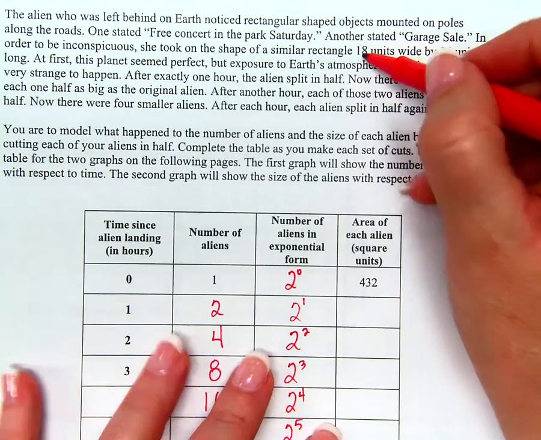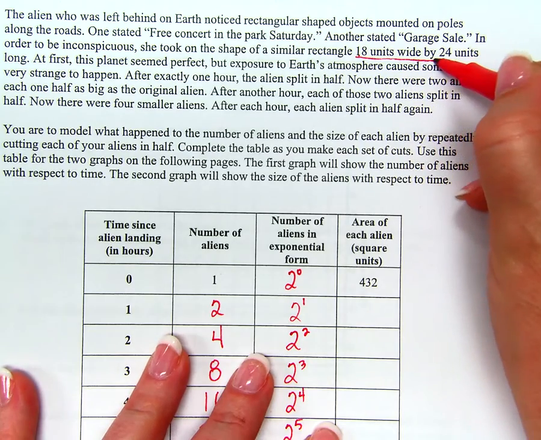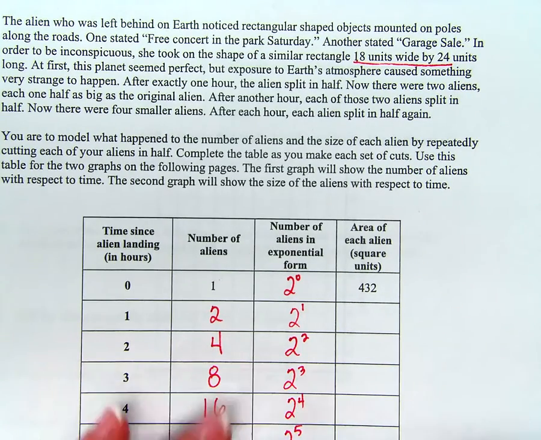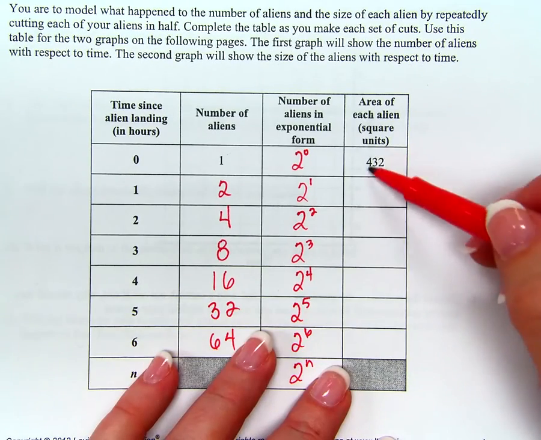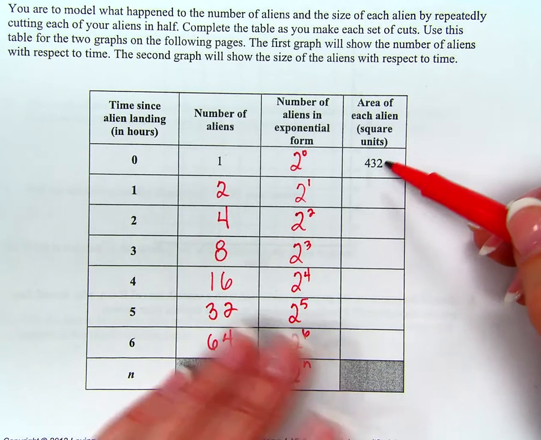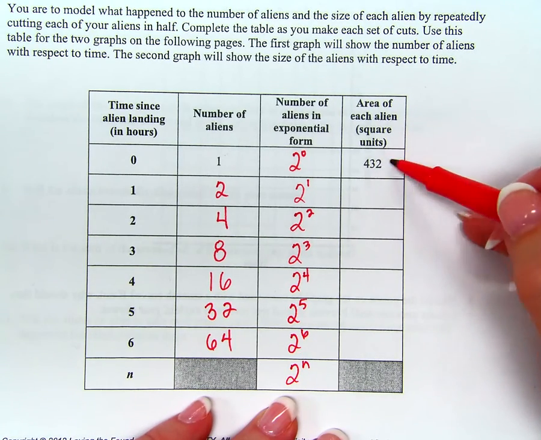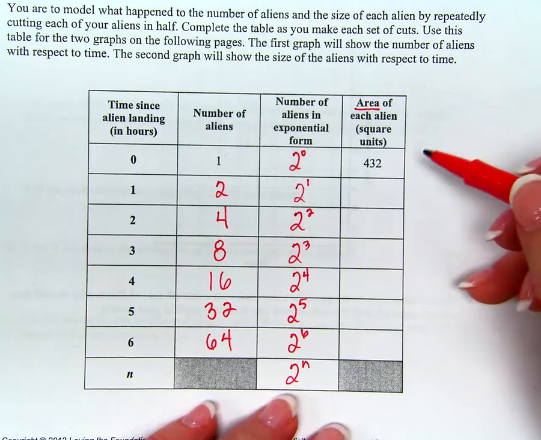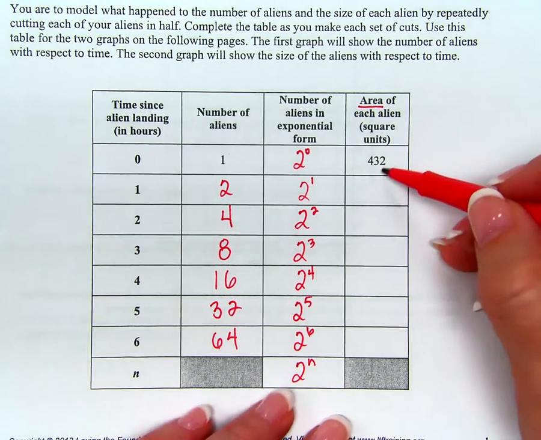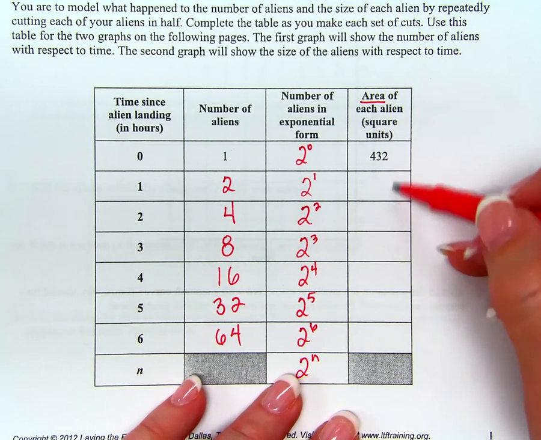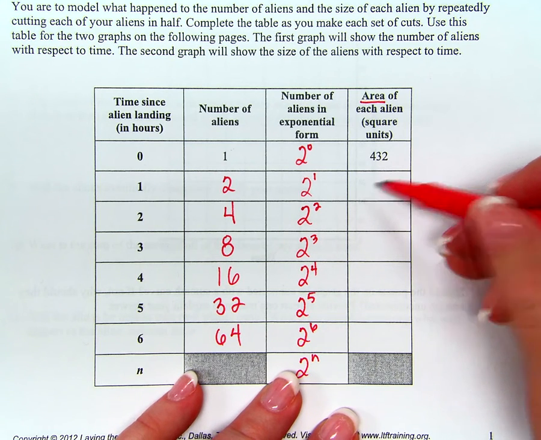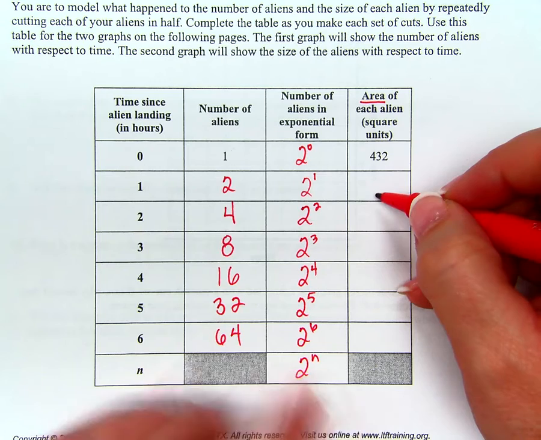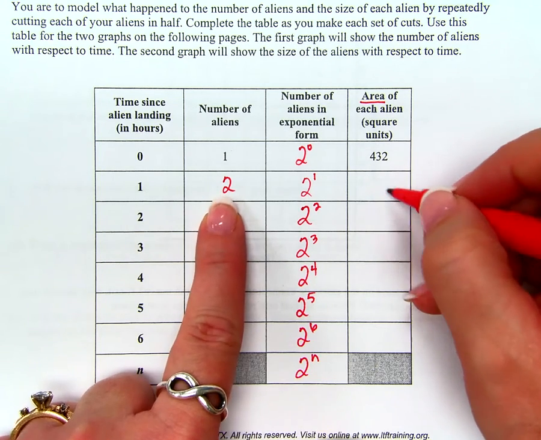Now, remember in our discussion I told you that alien made herself into a sign, and she was 18 by 24 units. Okay? So where did they get this? Multiply them together. 18 times 24 is 432. That's how you find area of a sign, isn't it? Or of a rectangle. Okay? Except if she divided into half, what should happen to her area? Shouldn't it also divide in half? So what's the area of one alien? Even though there's 2, I just want to know the area of one alien.